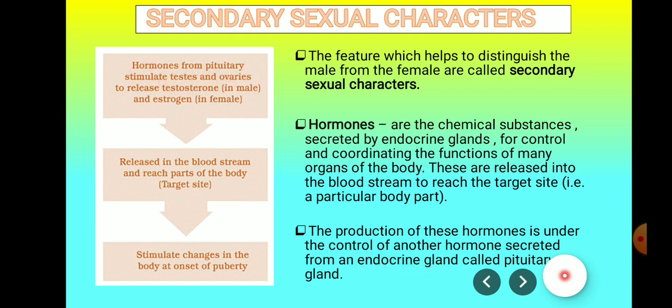Hormones from the pituitary stimulate the testes and ovaries to release testosterone, that is the male hormone, and estrogen, that is the female hormone. These hormones are directly released in the bloodstream and reach parts of the body, which stimulates changes in the body at the onset of puberty.